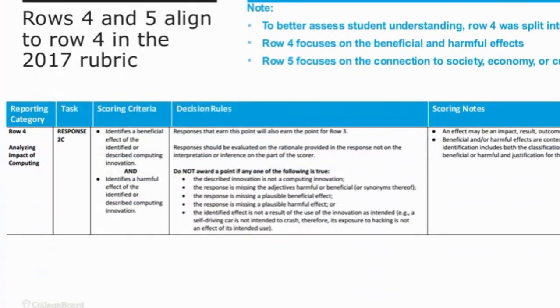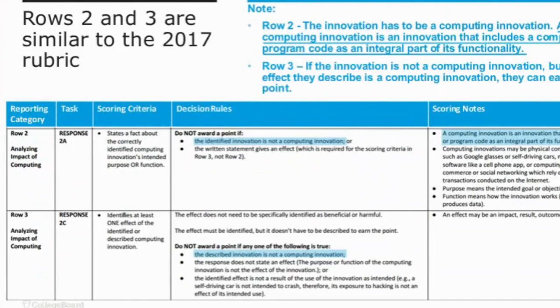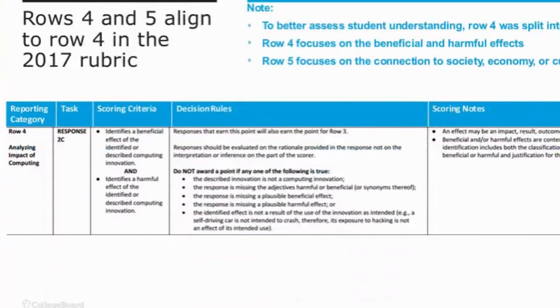Just one last thing about row 3, and this was the same last year. When they identify one effect, they do not have to say whether it's harmful or beneficial. They just have to identify it as an effect. In row 4, however, now they have to say whether it's beneficial or harmful. Again, whatever they're describing has to be beneficial or harmful. So we will be looking for that there. It needs to be plausible.